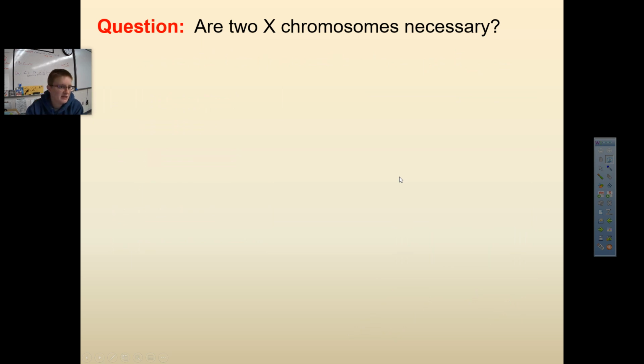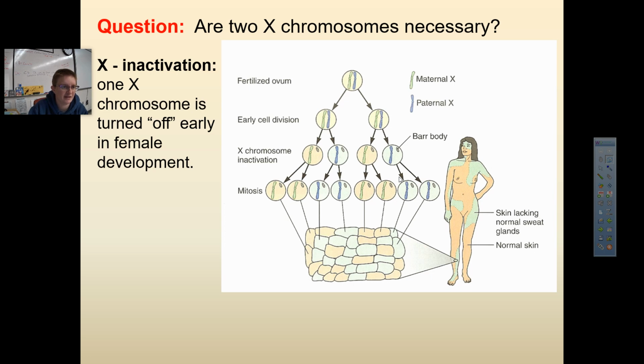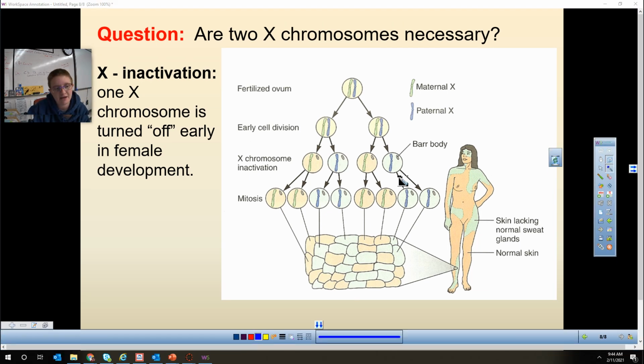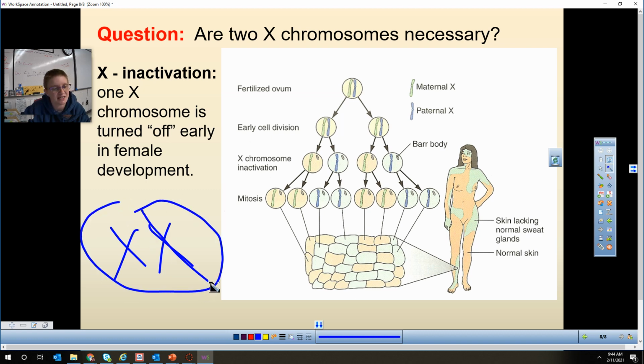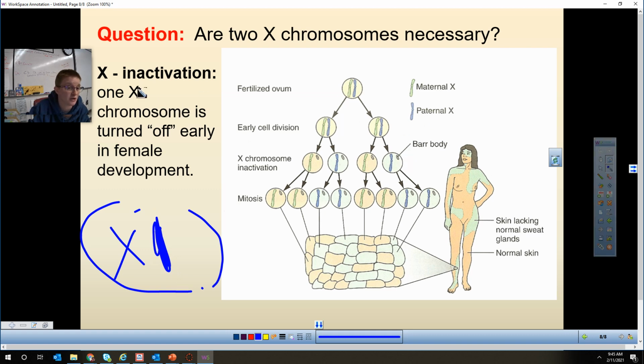Okay. So do you think that you have to have two X chromosomes? Of course not. If males don't need two X chromosomes to survive, females don't need two X chromosomes to survive either. So actually, since females have two X chromosomes, your cells will choose to deactivate one of those X chromosomes and create something called a Barr body, which is a deactivated X chromosome. This is called X inactivation, where one of the X chromosomes is turned off early in female development. Your cells will say, we're just going to turn that off.